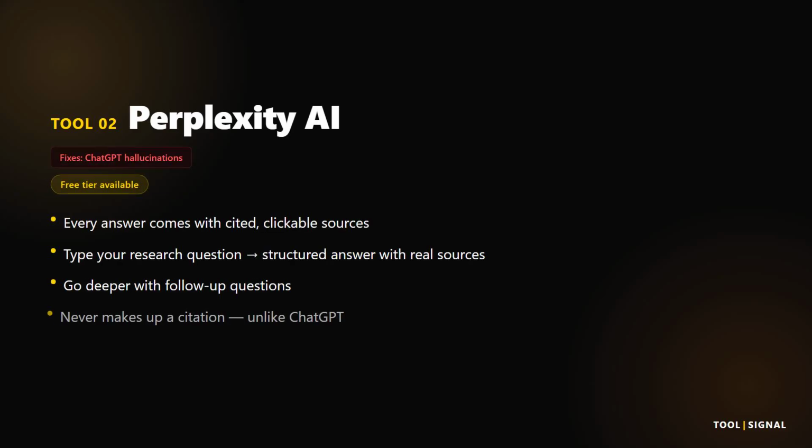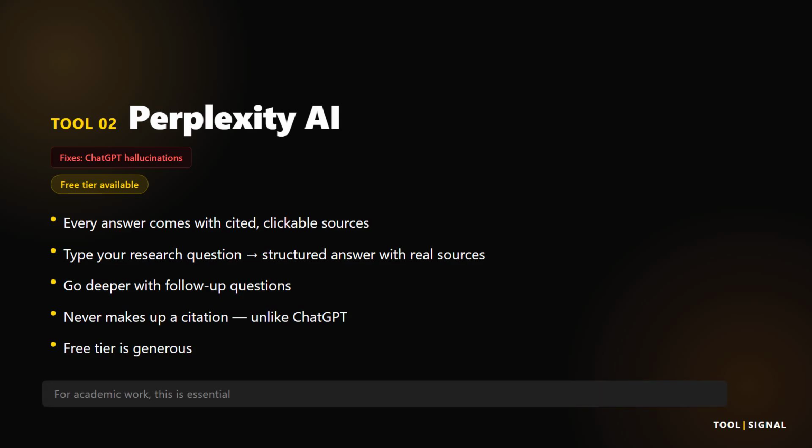Tool 2 is Perplexity AI, and this one fixes the biggest problem students have with ChatGPT. Hallucinations. ChatGPT sometimes makes up sources. Perplexity doesn't. Every answer comes with cited, clickable sources you can verify and reference. For research papers, that's a game changer. Type in your research question, get a structured answer with real sources attached. You can go deeper on any point with follow-up questions. The free tier is generous. Think of it as a research assistant that never makes up a citation. Every student writing academic work needs this.